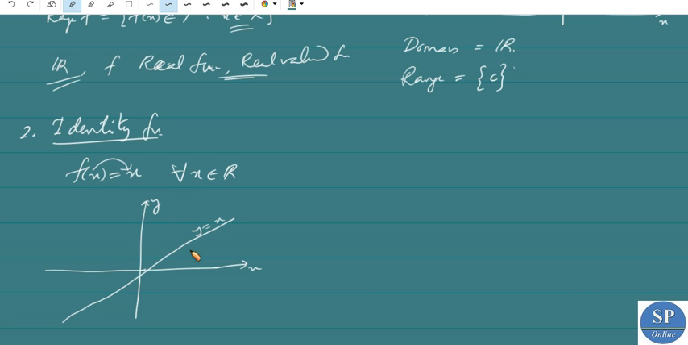So what about the range and domain of this identity function? Here the domain is nothing but R itself, because we can take any real number for x here, and also the same will be the image. So range is actually the set of all real numbers. Now another function is the reciprocal function.